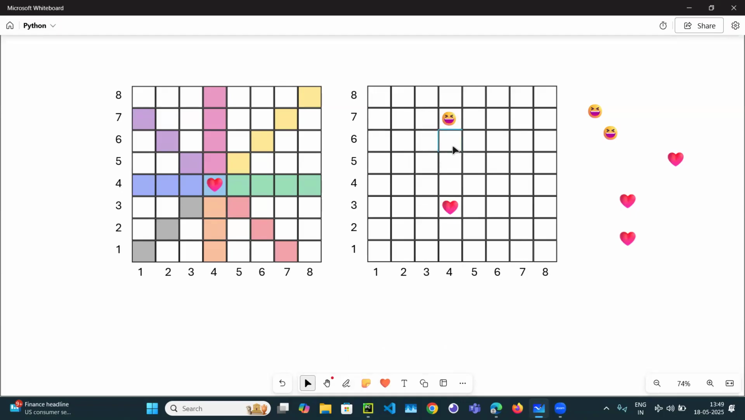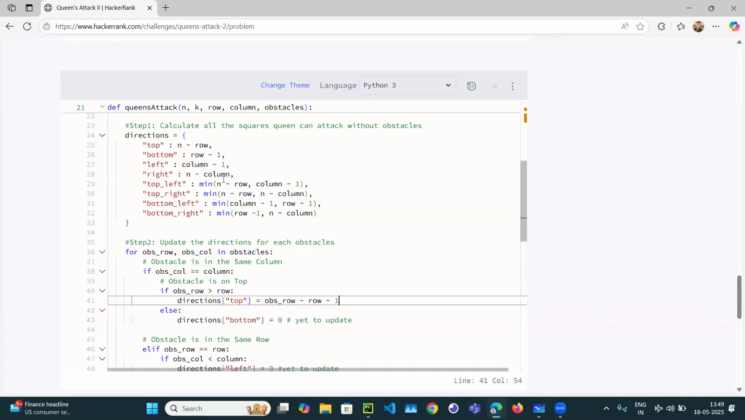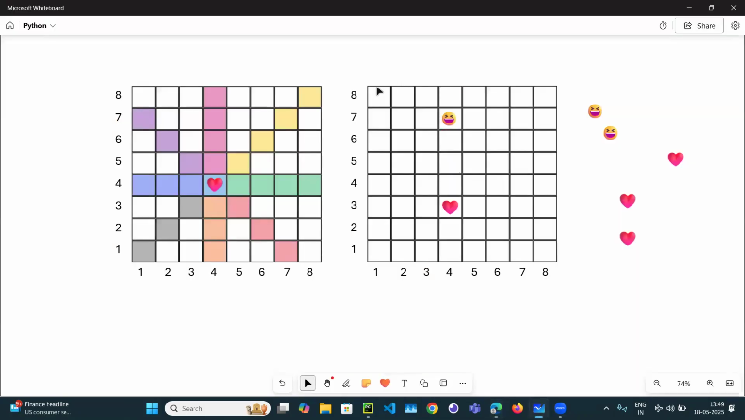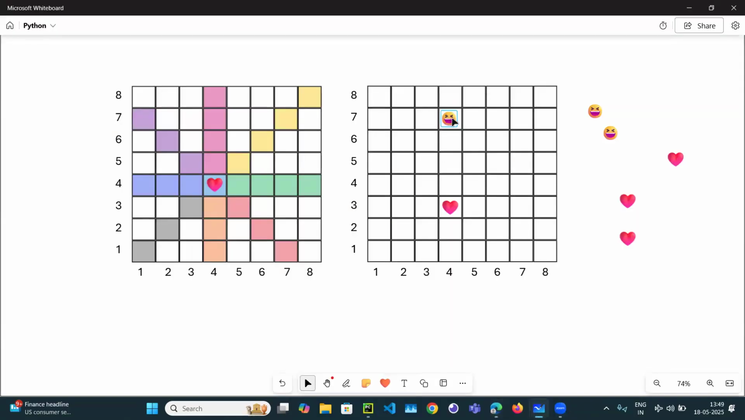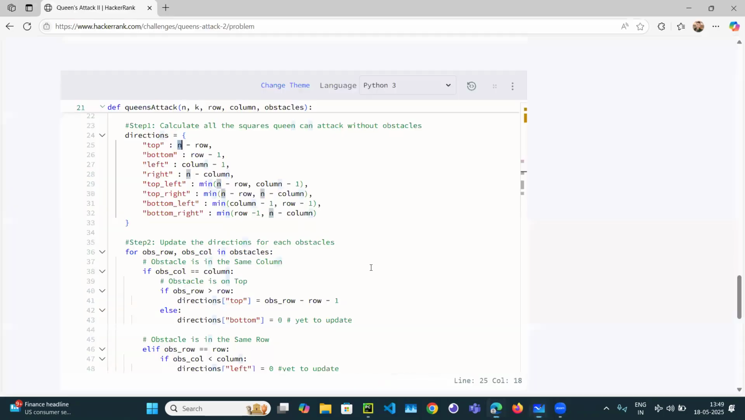So earlier you are taking till the end, right? That's why you are taking n minus row for the top. N is the board size. Now instead of the n, you have to start from the obstacle. So obstacle minus row. But you can't include the obstacle, so you have to just subtract minus 1, right?